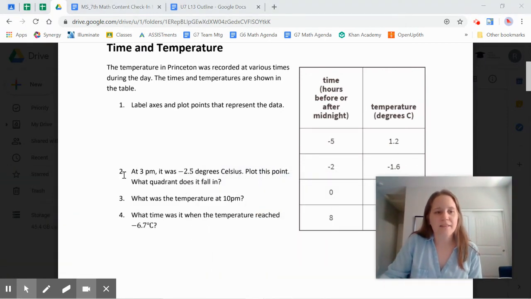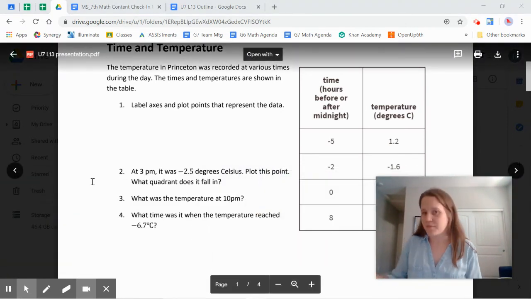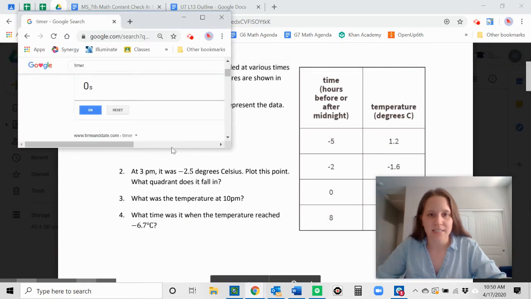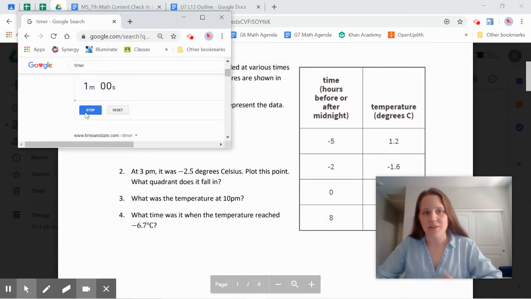Okay. At 3 p.m., it was negative 2.5 degrees Celsius. Plot this point. What quadrant does it fall in? Please take 1 minute to do that now. Timer is started answering question 2.